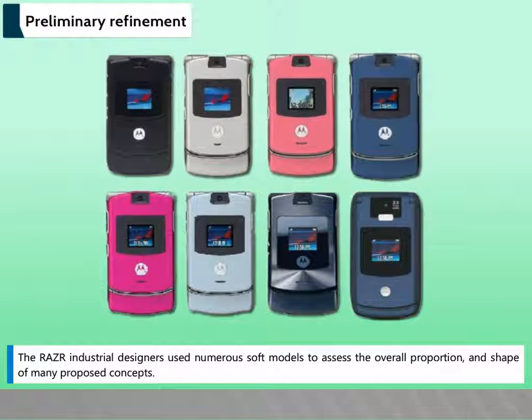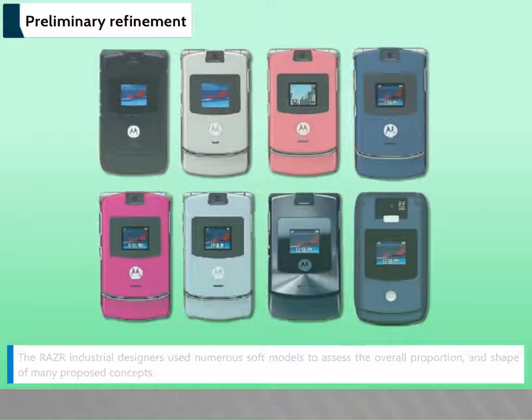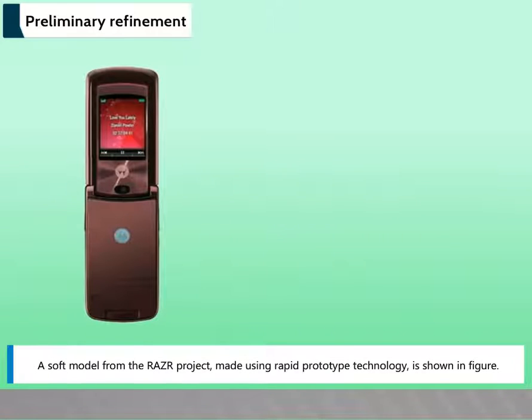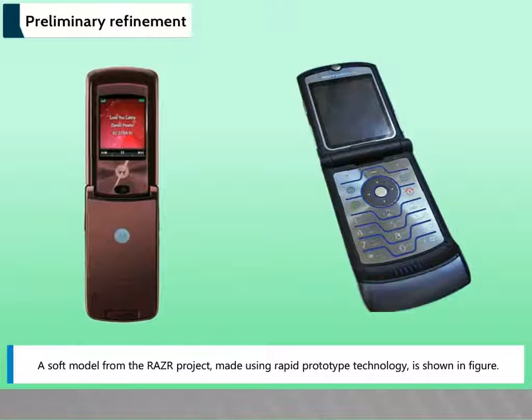The Razr industrial designers used numerous soft models to assess the overall proportion and shape of many proposed concepts. Of particular concern was the feel of the product in the hand and against the face. These attributes can only be assessed on physical models. A soft model from the Razr project made using rapid prototype technology is shown in the figure.